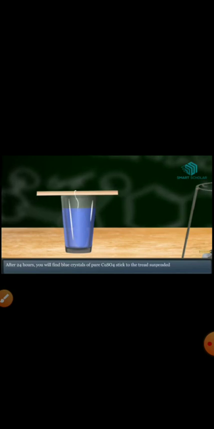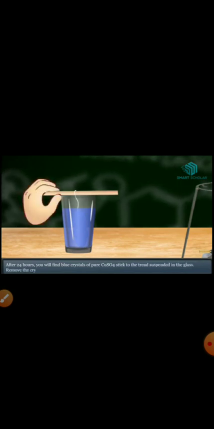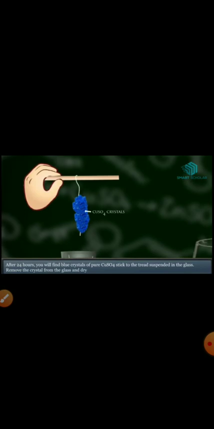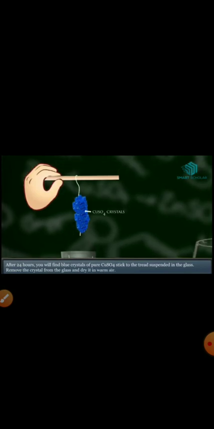Fasten a thread in the middle of a wooden stick and suspend it in the glass. Stop heating and pour the saturated copper sulfate solution into a glass. Place the glass aside and cover the beaker with a cardboard. Leave the setup for 24 hours. We have to leave it. After 24 hours, you will find blue crystals of pure copper sulfate stuck to the thread in the glass. Now you can see the crystals.